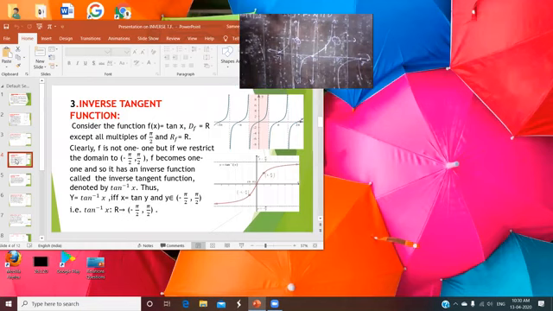So if it is invertible, then no doubt the inverse function is defined. So you can say that tan inverse x is defined, which means its domain is all the real numbers. So tan inverse x is such that R to minus pi by 2 to pi by 2.